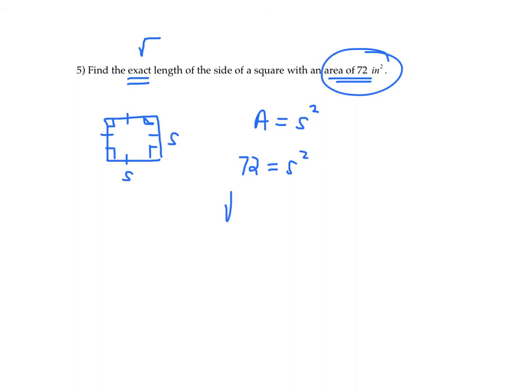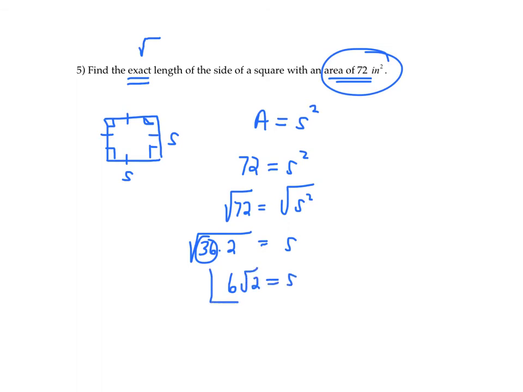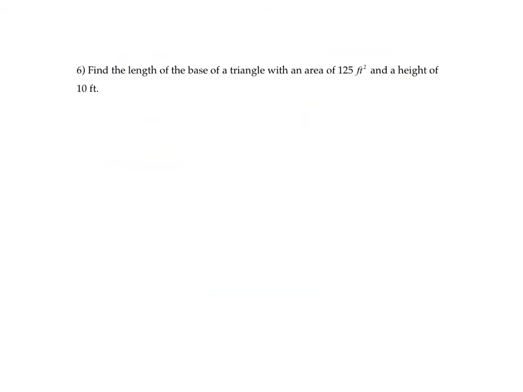So I do need to take the square root of both sides. Take the square root of s squared. Square root of s squared is s. Square root of 72 factors into 36 times 2. Square root of 36 is 6. Square root of 2. And that's equal to s. Oh, I forgot the units. We'd want to put inches on the end there. So 6 square root of 2 inches is our final answer, and that's the exact length.